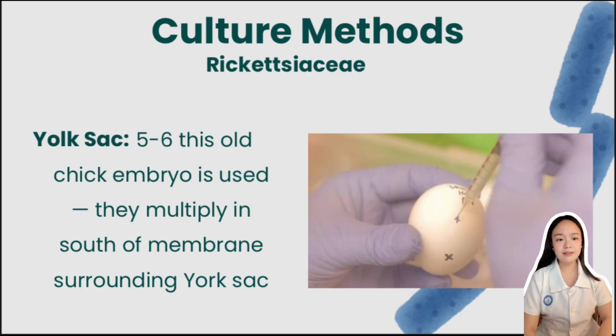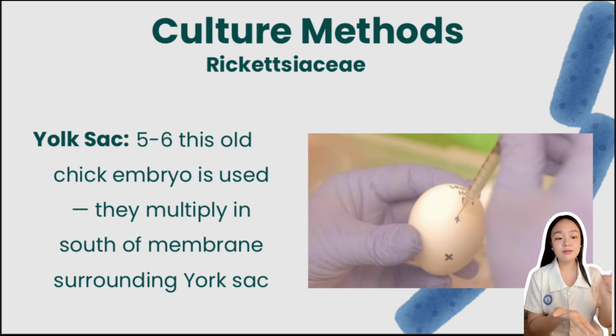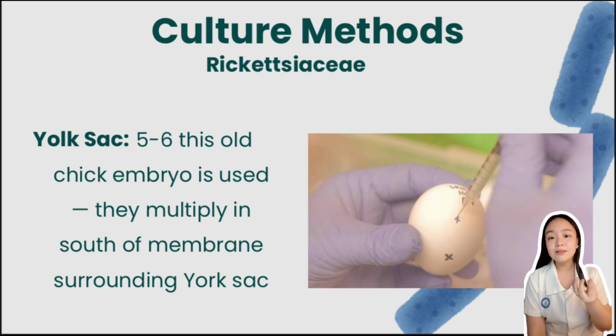Next naman natin is for culture method. So, Rickettsiaceae, they grow in the cytoplasm. So, we have culture methods, yolk sac. So, dito, gumagamit sila ng 5 to 6 days old na chick embryo. Tapos, ini-inject sa loob yung bacteria ng Rickettsiaceae. And they multiply in the membrane surrounding the yolk sac. So, yung culture method na yolk sac or yung itlog is nagsisilbing host niya. So, dun nagmumultiply itong bacteria na Rickettsiaceae.